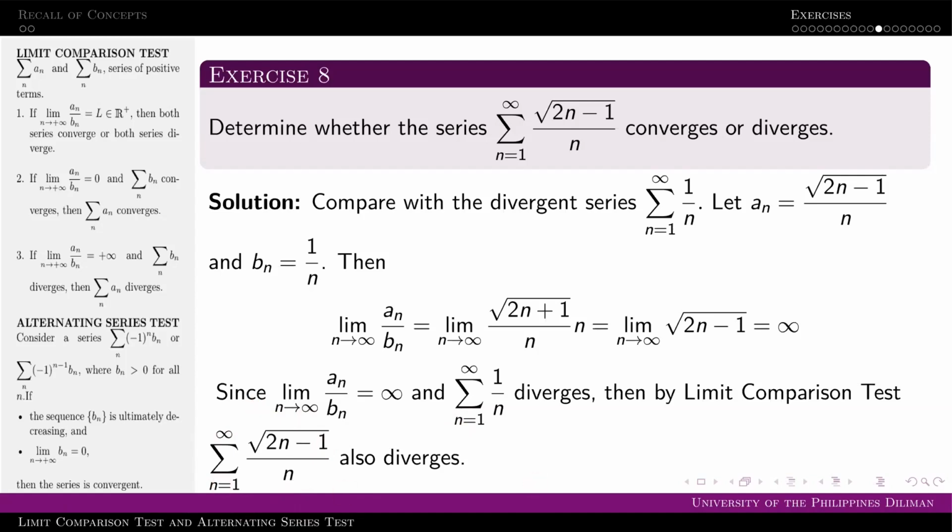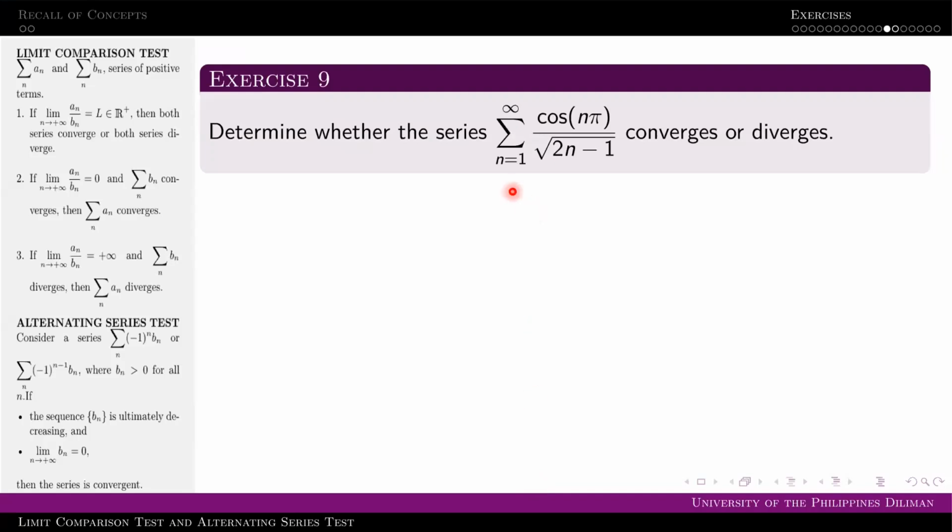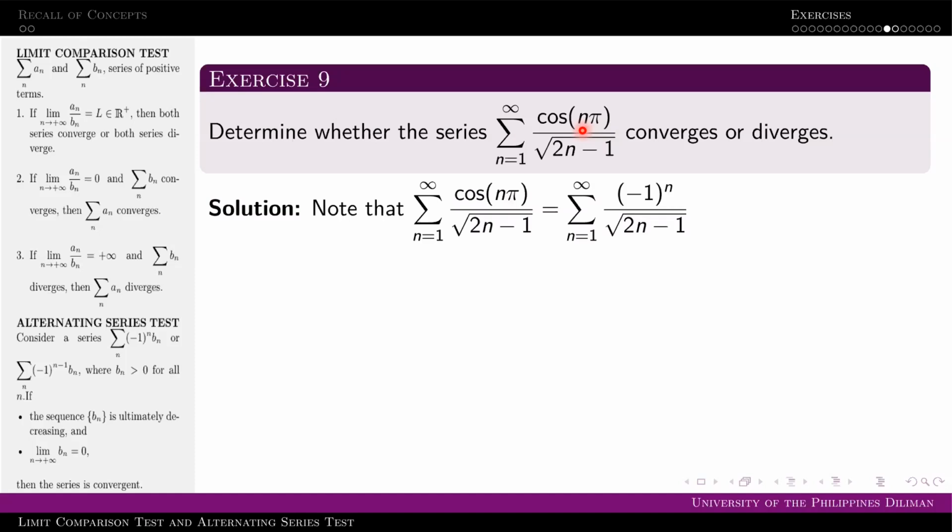Okay? So in exercise 9, we're given the sum from n equals 1 to infinity of cosine n pi over square root of 2n minus 1. So what will we do here? We can't use the limit comparison test because it is only for positive terms. And remember that cosine n pi gives negative values depending on n. So note that we can transform our an into negative 1 raised to n over square root of 2n minus 1, which is an alternating series.